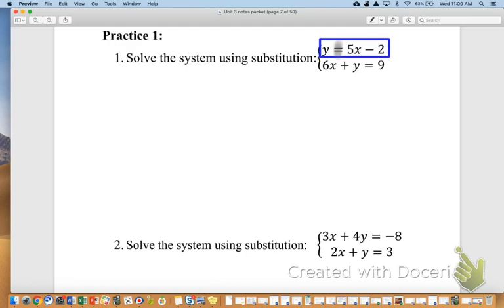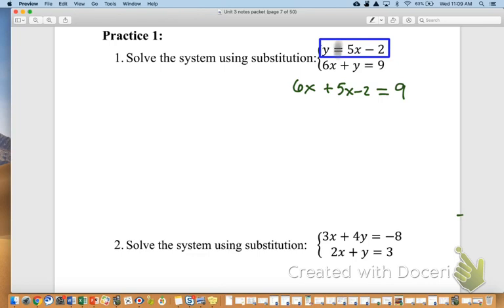So here's my volleyball match. I've got 6x plus, oh my gosh, y is not playing very well. I've got to get y out of the game. Y is really hurting the team right now. So y is out of the game. Notice how I've taken y completely out of the game. Do you see it? What is the only thing that I could replace the y with that will be equivalent? 5x minus 2. Because the only thing that is equivalent to y is 5x minus 2. So I have to replace the y with 5x minus 2.